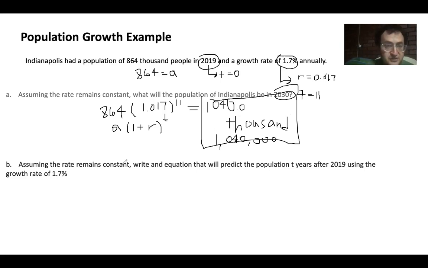And we could just come up with a general equation. So I could do 864 times 1.017 to the t. And I can actually literally play around with it as well. So I'm just going to show you how to enter that in Delta Math before we go to the next example.